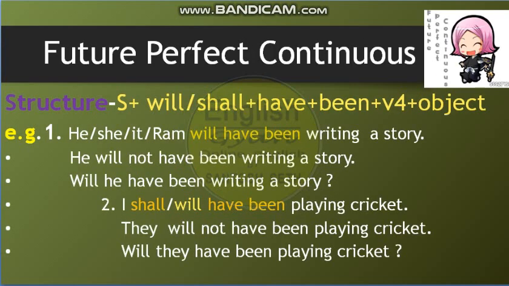Now future perfect continuous. Very important, because in this structure you have to use will or shall plus have plus been plus V4 plus object. So he, she, it, Rama, these are the subjects. Will have been writing a story, and as I told you earlier, for or since can be used after it. You can continue with for or since. He will not have been writing a story. Will he have been writing a story?